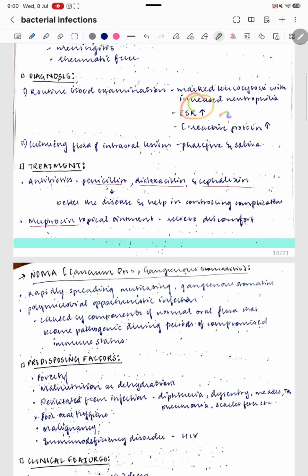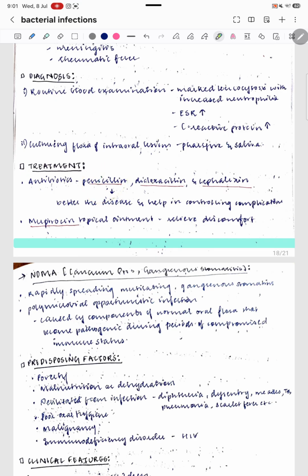By doing CBC and your C-reactive protein, you get to know that there is a bacterial infection. To identify that specific bacteria, you have to take swab cultures, that is from the pharynx or the saliva, and you have to culture them. Treatment would be penicillin, doxycycline, and cephalosporin. If people are allergic to penicillin, they can be prescribed cephalosporin.